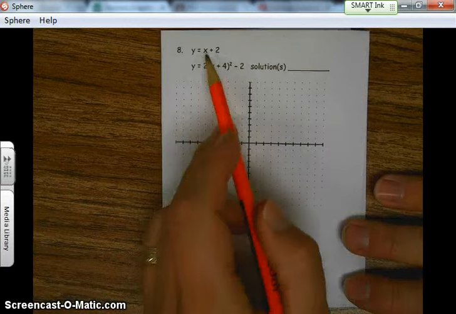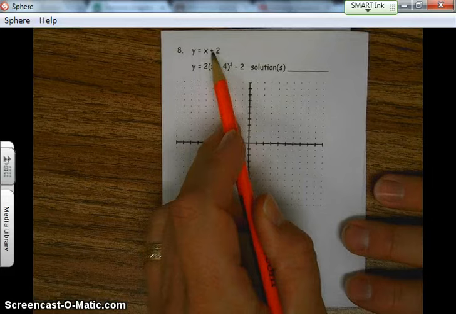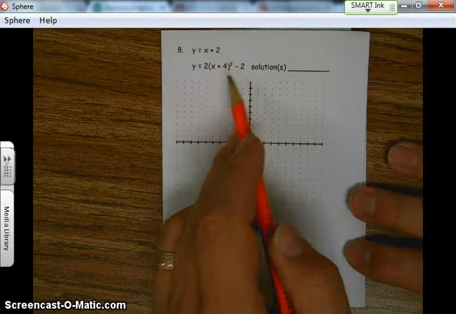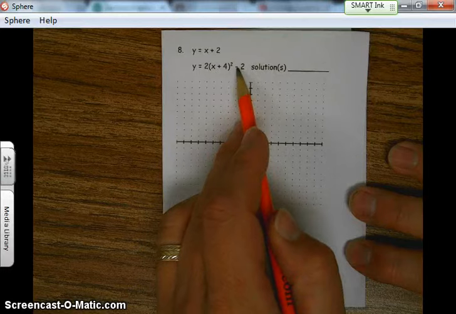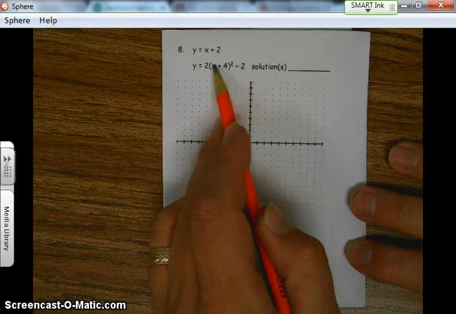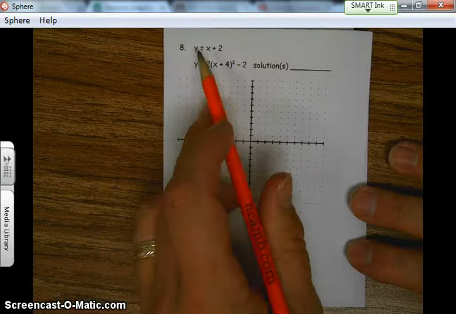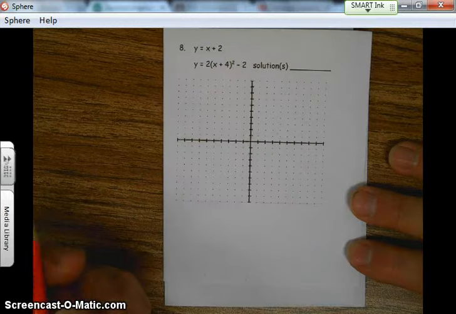So in this case, we have a linear function, and we know this because this is x to the first power. This here, we have a quadratic function. We know this because we have x raised to the second power. And so what we want to do is graph each one.